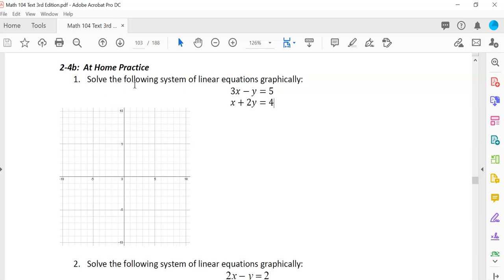The first problem says solve the following system of linear equations graphically. Now we know what that means. That means basically we're going to take these two lines and graph them each on this plot and see where they intersect. That point of intersection is going to be the point that makes a true statement when you plug it into the first equation, and also when you plug it into the second equation.